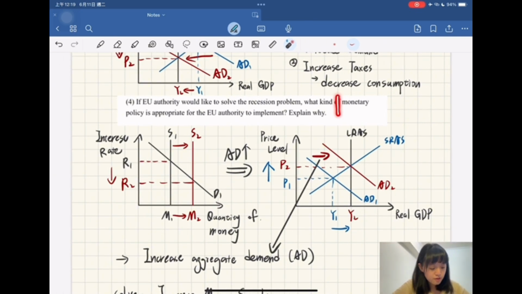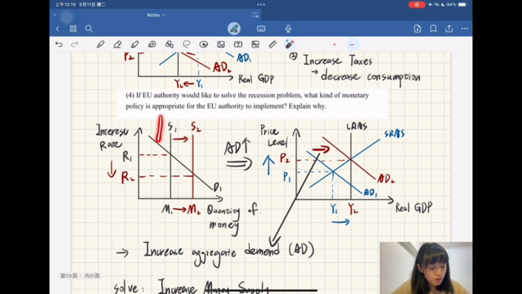And the third part is, if the European Union would like to solve the recession problem, it is the opposite condition of the previous question. So what kind of monetary policy? We need to focus on the monetary policy. Yes, and for the monetary policy, in this case, we have to increase the money supply. My way is to increase the money supply.